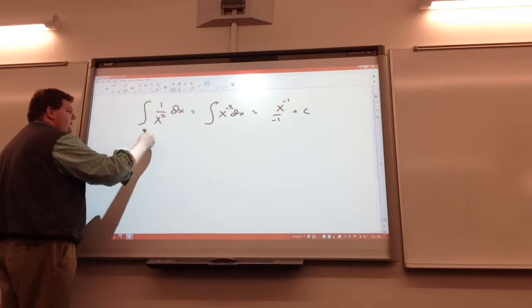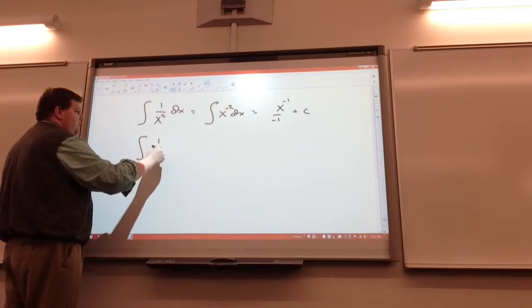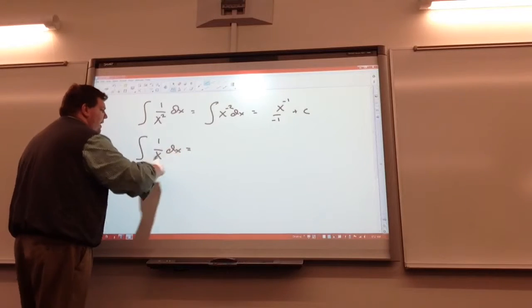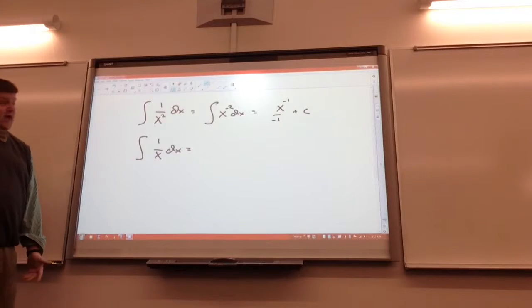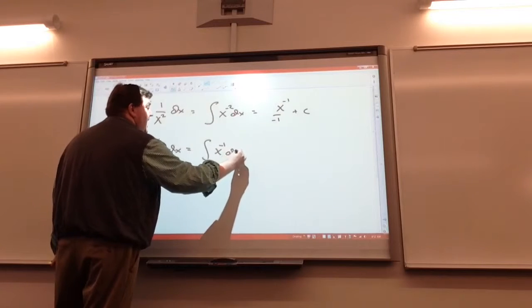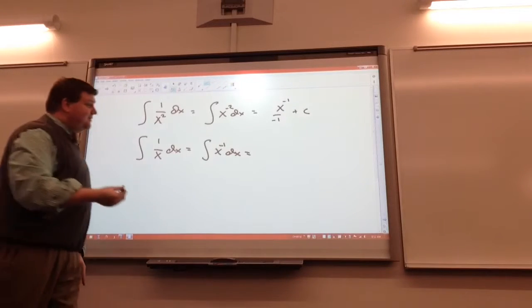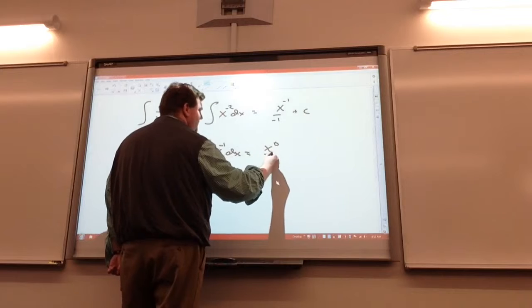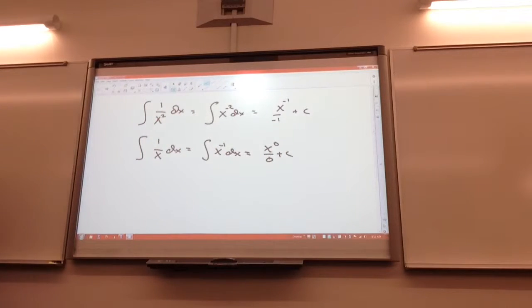Well, what if instead of 1 over x squared, I did the integral of just 1 over x? How would I rewrite that? X to the negative first. And then, what did you say the antiderivative would come out to be if I followed through with this? X to the 0th over 0 plus c. That's problematic, isn't it?